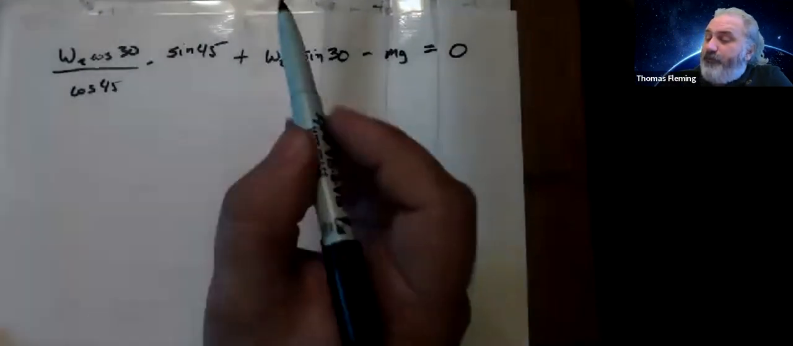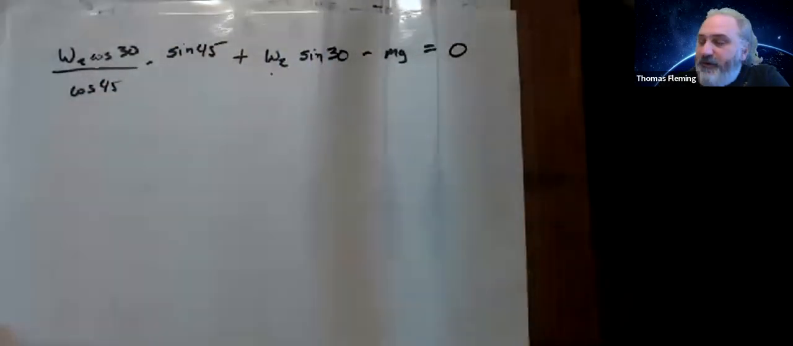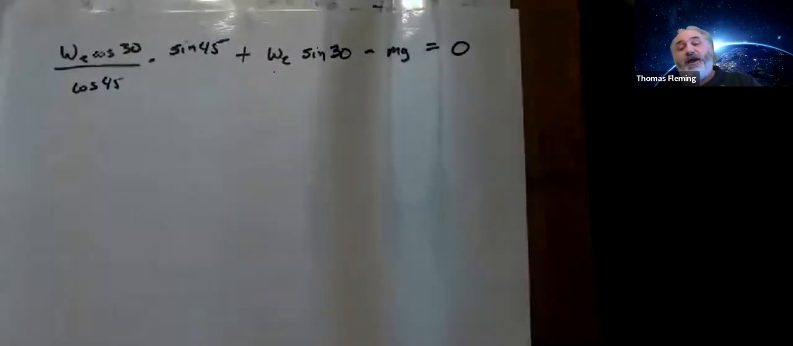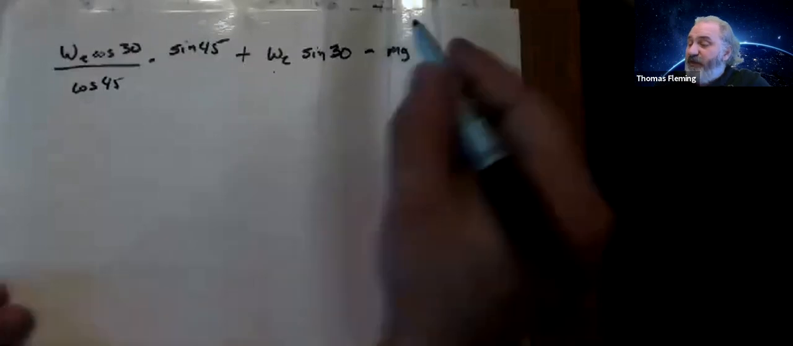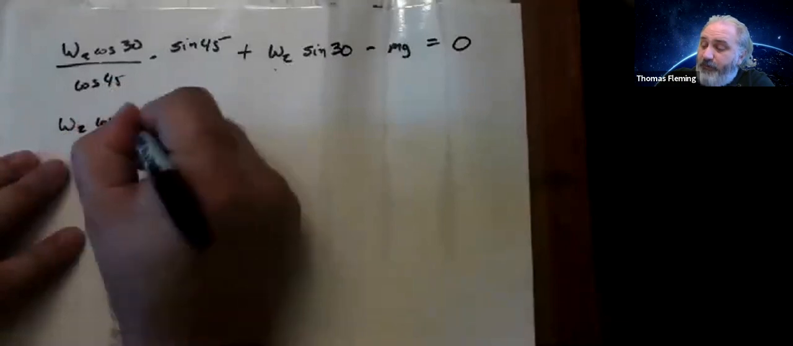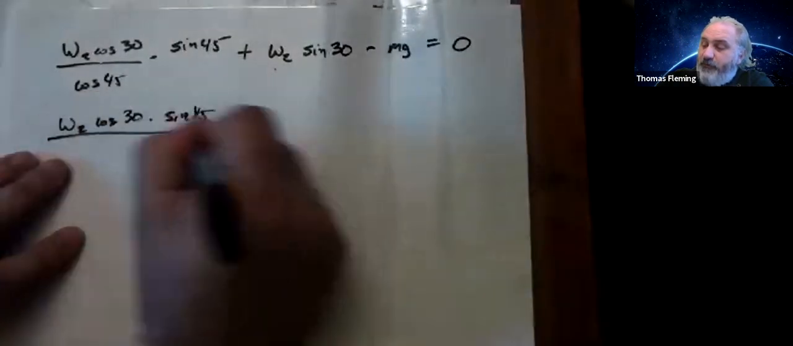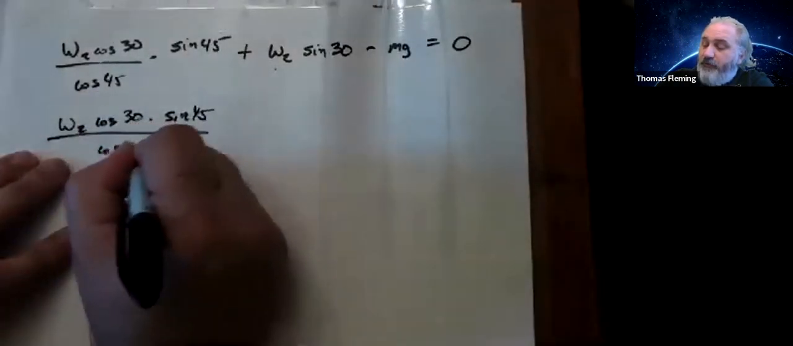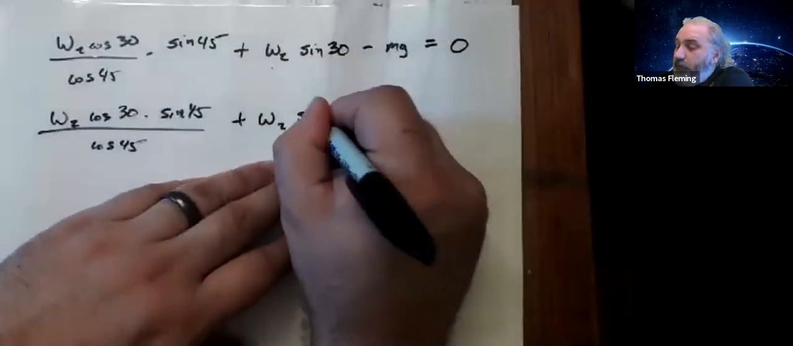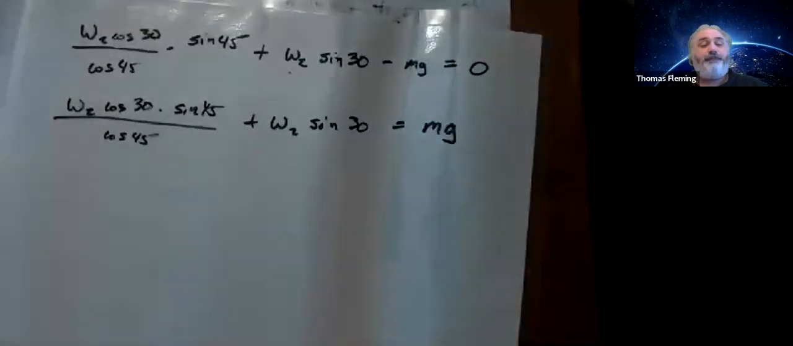The first thing I notice is that this first term has W2 in it. This term has W2 in it. This term over here doesn't have W2 in it. Let's get everything that doesn't have a W2 on one side, everything that does have a W2 on the other side. So let's just add this to both sides. Now I've got W2 cosine 30 times the sine of 45 over the cosine of 45, plus W2 sine of 30 equals the weight of the bad guy.